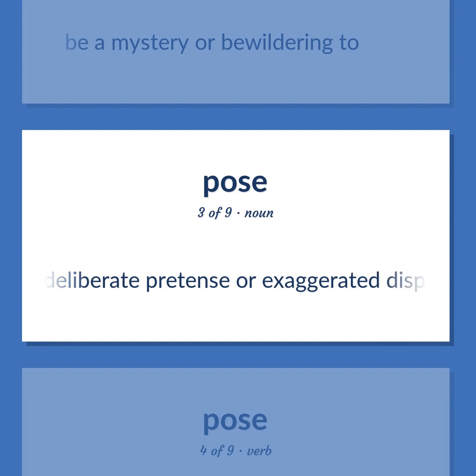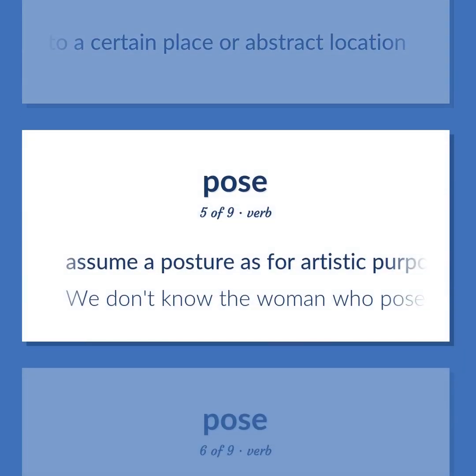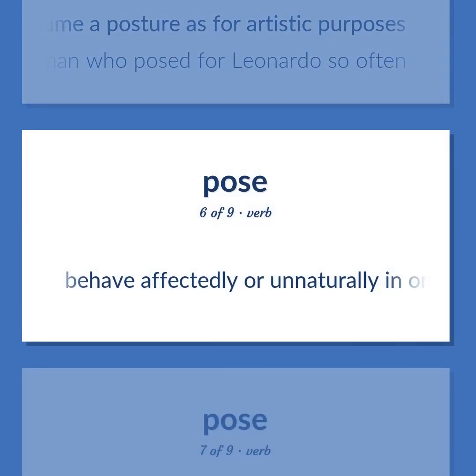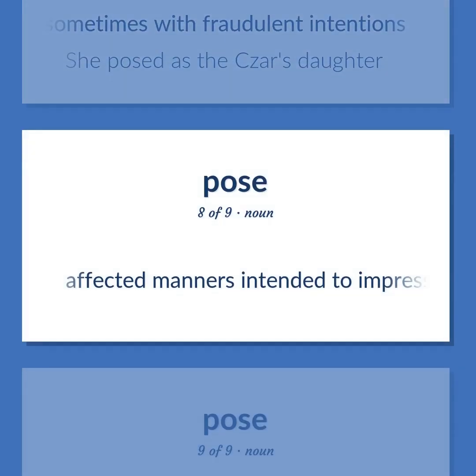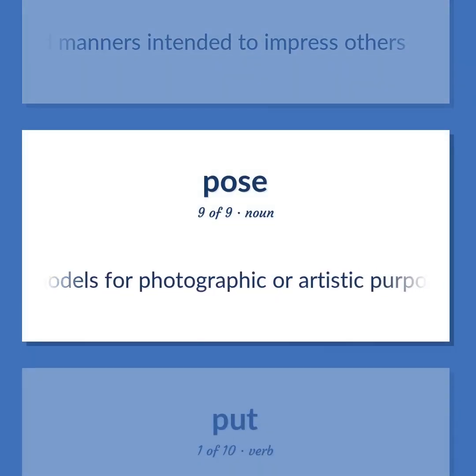A deliberate pretense or exaggerated display. Put into a certain place or abstract location. Assume a posture as for artistic purposes. We don't know the woman who posed for Leonardo so often. Behave affectedly or unnaturally in order to impress others. Pretend to be someone you are not, sometimes with fraudulent intentions. She posed as the Tsar's daughter. Affected manners intended to impress others. A posture assumed by models for photographic or artistic purposes.